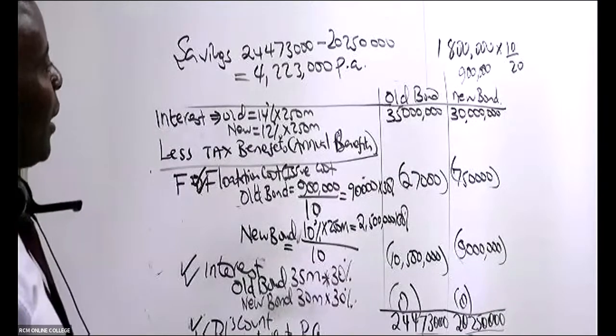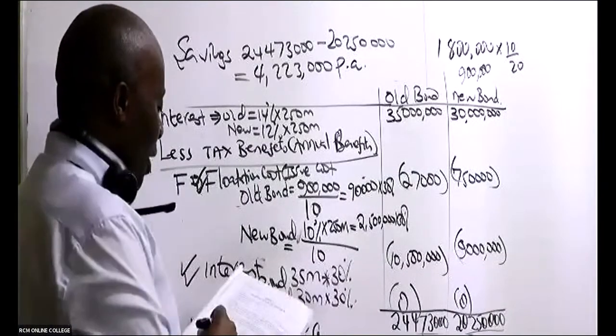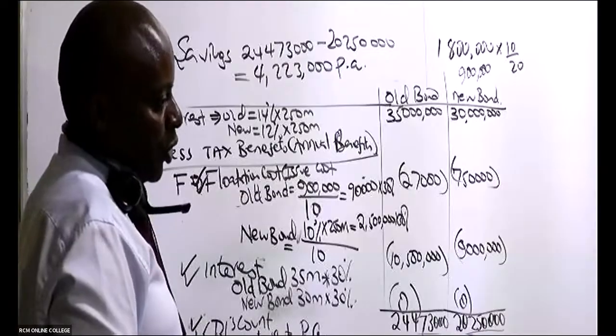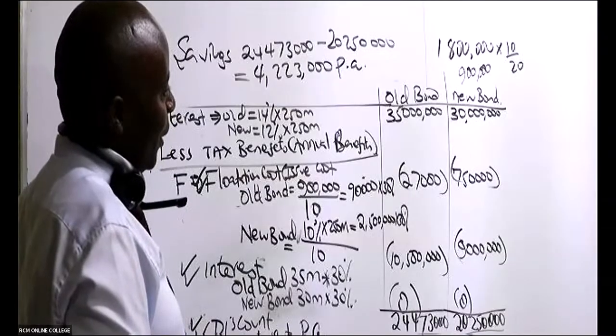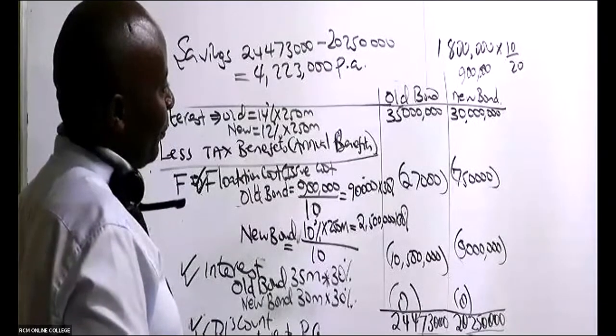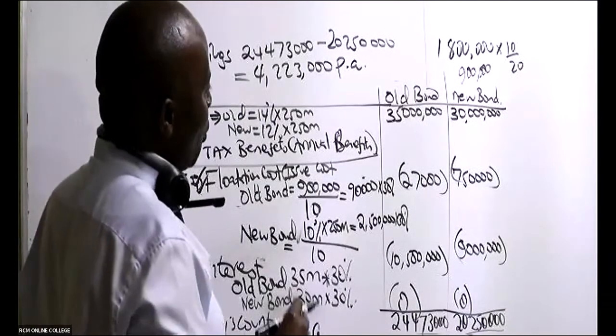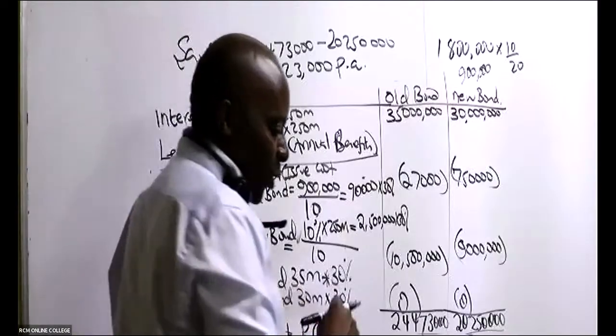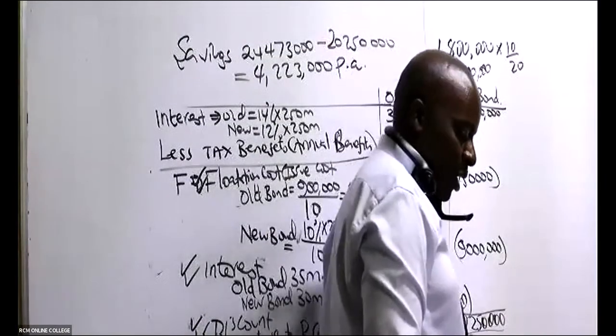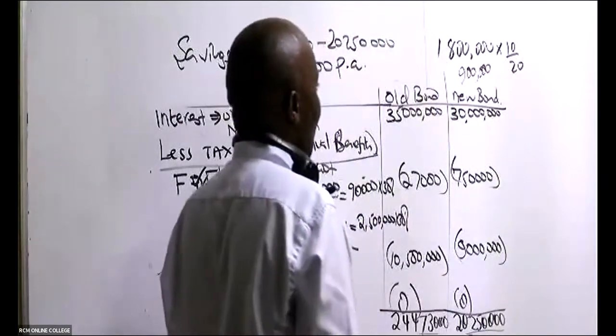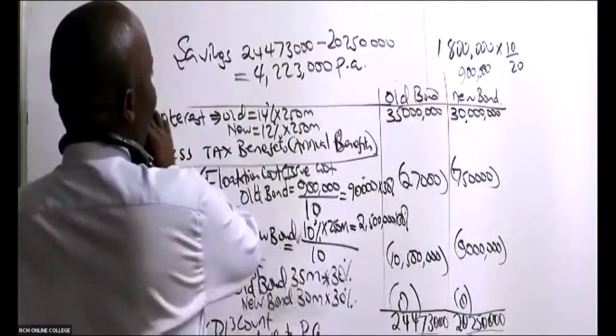So that is it. That is what they were asking you to do in Roman 2. Now, in Roman 3, they want you to get the net present value.